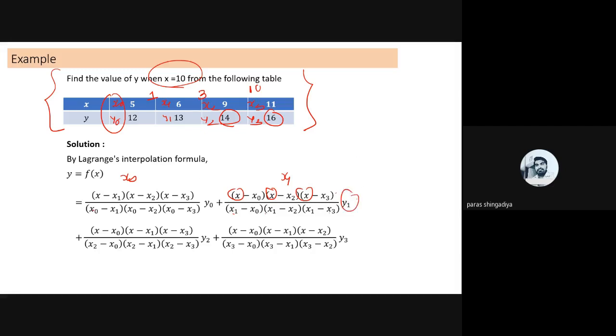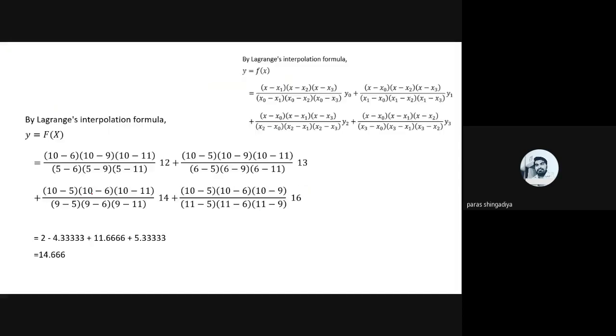Okay, and the third term is for x2, y2. So skip x2 in the numerator: x minus x0, x minus x1, x minus x3, and use x2 in place of x. So x2 minus x0, x2 minus x1, x2 minus x3, into y2. And the last term is for x3, y3. So skip x3 in the numerator: x minus x0, x minus x1, x minus x2. Now use x3 in place of x, so it is x3 minus x0, x3 minus x1, x3 minus x2, into y3. So first you have to write this formula in the solution, and by using this formula we can derive the answer.